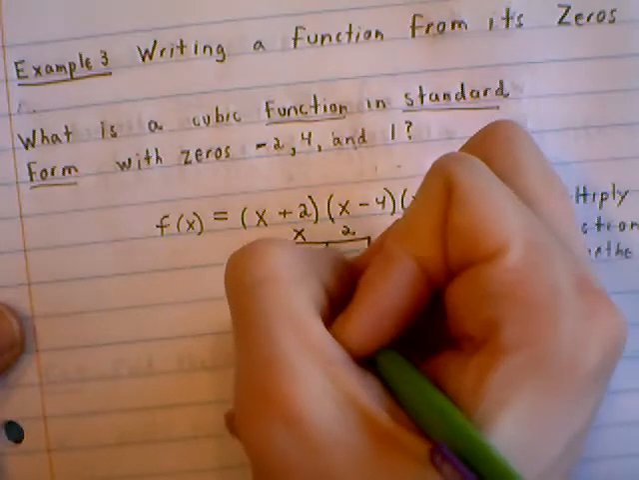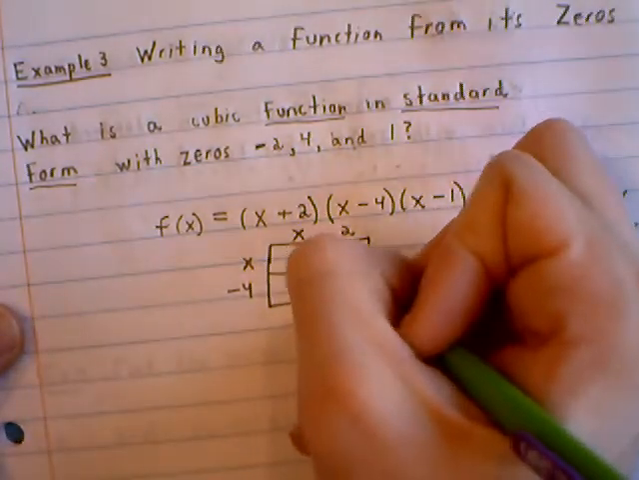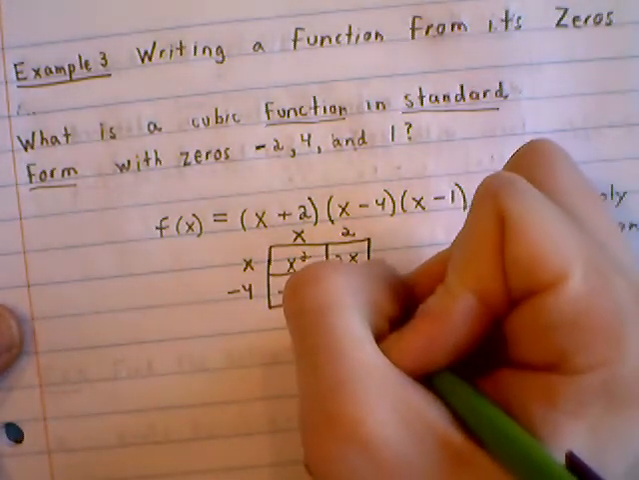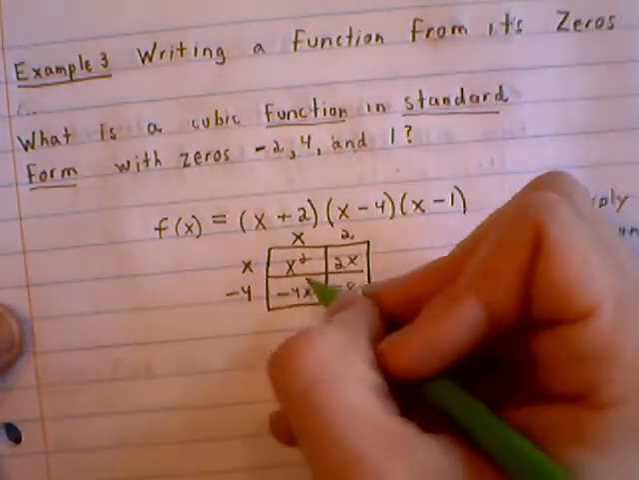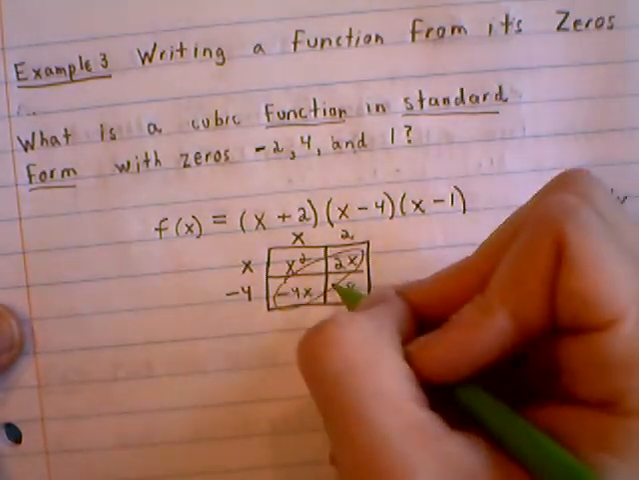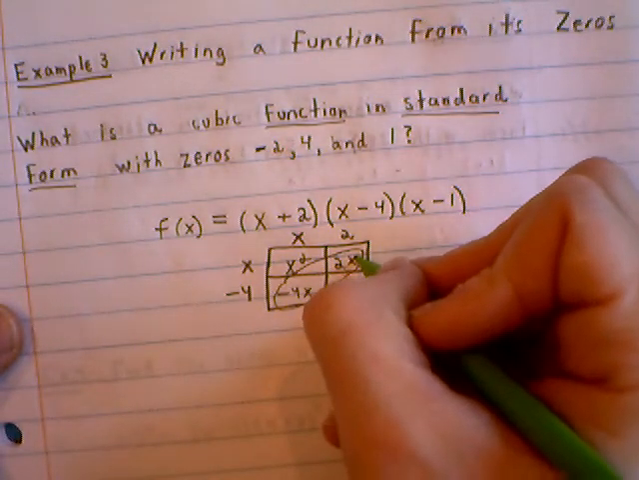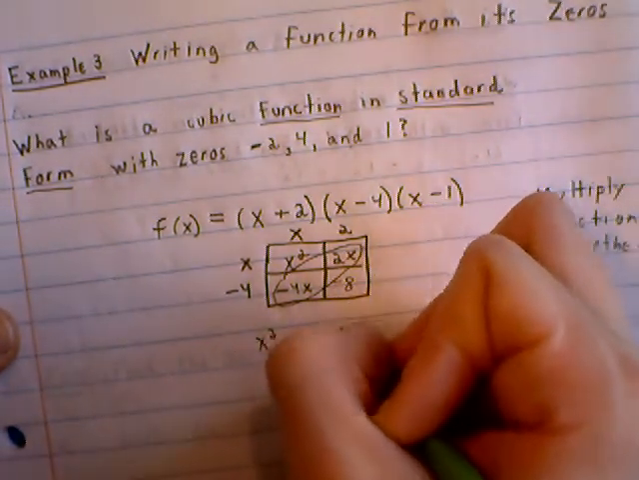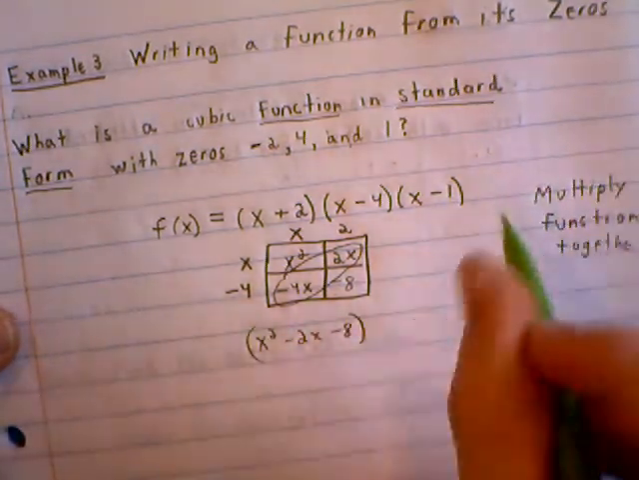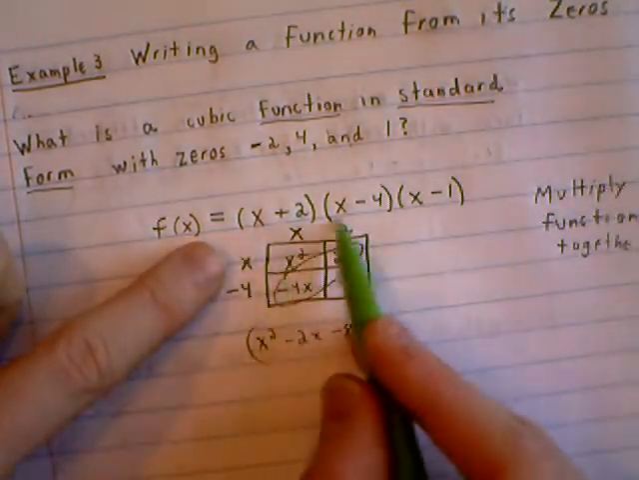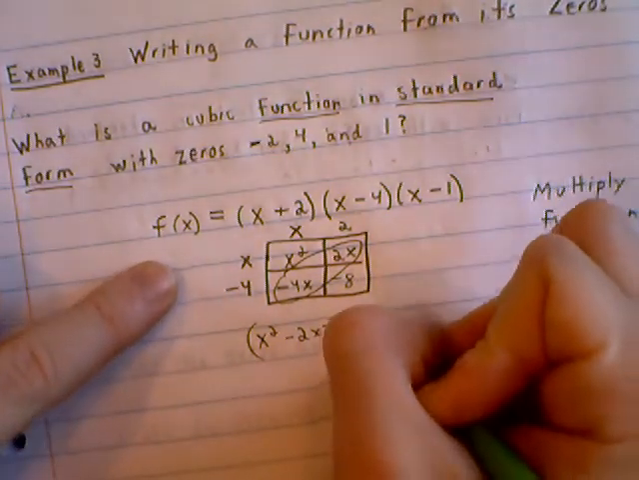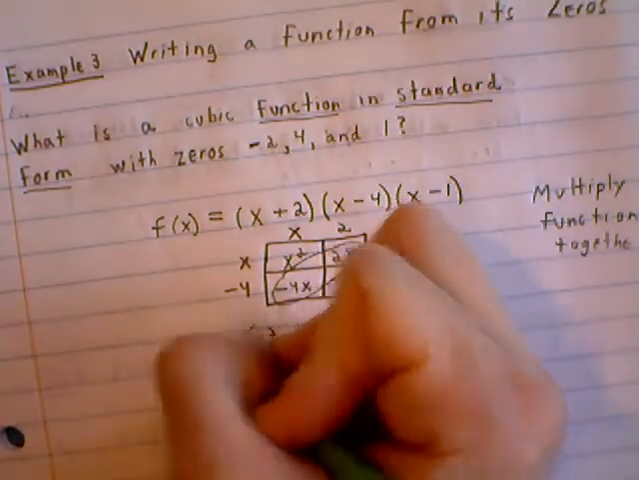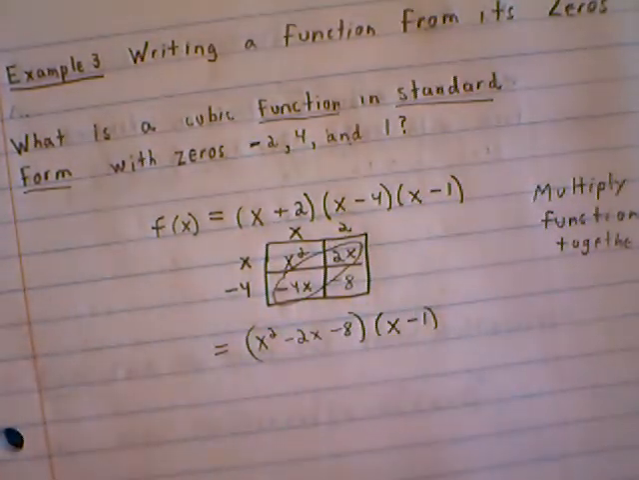All right, x times x is x squared, 2x, negative 4x, and negative 8. Your like terms are always diagonal this way. Negative 4x plus 2x is negative 2x. So this polynomial becomes x squared minus 2x minus 8. But then at the end, I multiplied these two polynomials together, but I still have an x minus 1 at the end. I have to carry that down. All right, so we multiplied the first two polynomials together using a box.